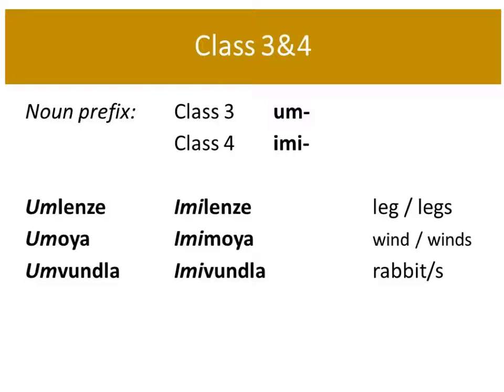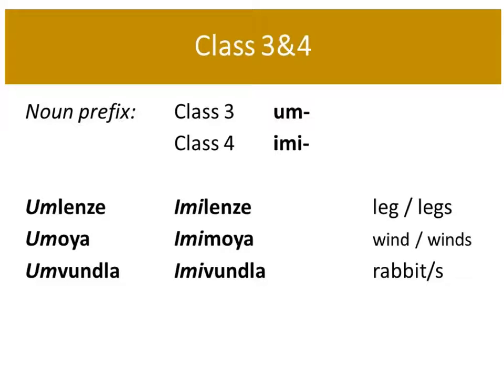So if we look at a few examples here before us, umlenze means leg, and the plural of that will be imilenze. Umoya, wind, the plural of that, imimoya. Umvundla, rabbit, and the plural of that, imivundla.